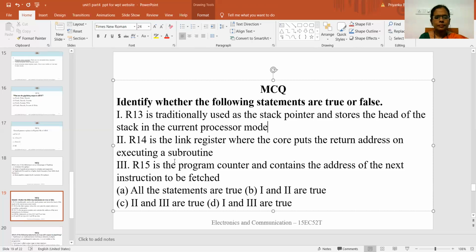Statement 3, R15, is what? Program counter. The program counter always holds the address of the next instruction to be fetched. So statement 3 is also right. Now you check the options. Option A, all the statements are true. Option B, 1 and 2 are true. Option C, 2 and 3 are true. Option D, 1 and 3 are true. So since all the statements are true, the right option is A. Option A is the correct answer.